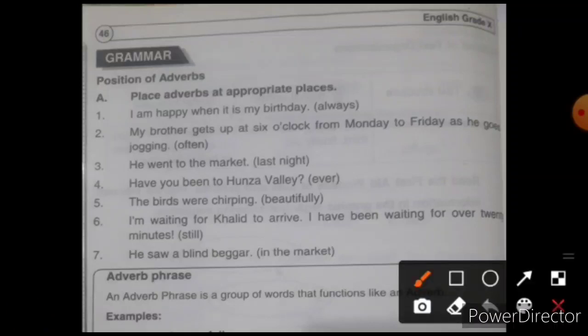Now over here, the first one is: I am happy when it is my birthday. Now what do you think is the exact place over here? I told you before, because 'always' is the adverb of frequency, over here you are going to write it after the helping verb. Now over here we have the helping verb, and after the helping verb you are going to use always.